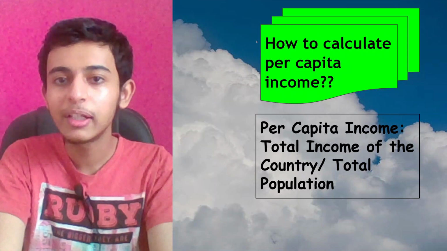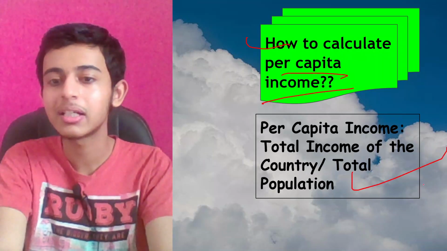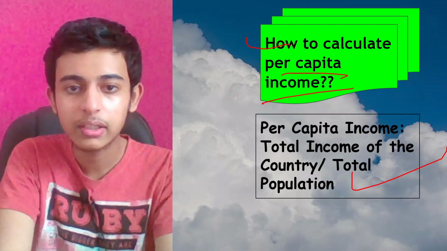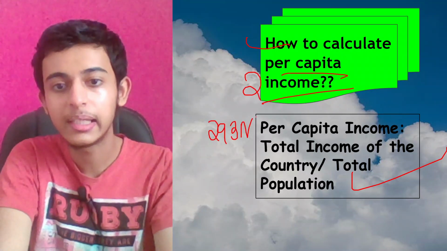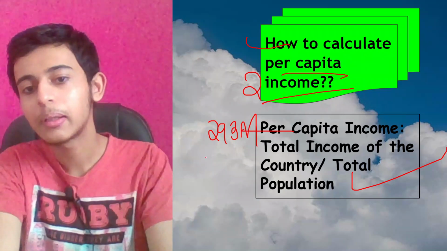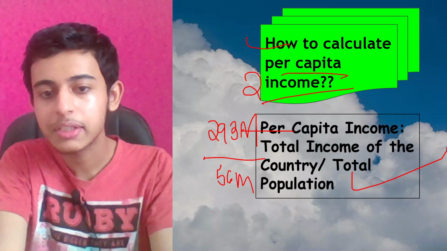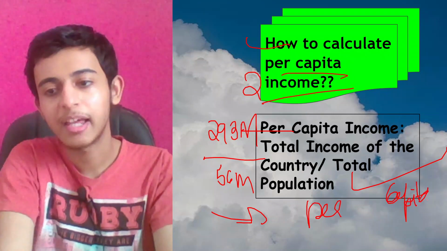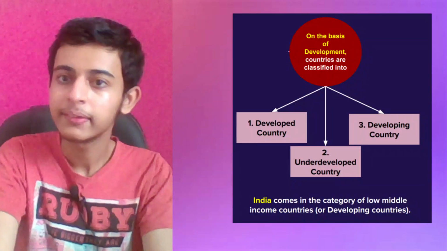The formula for calculating per capita income is: per capita income equals total income of the country divided by the total population. Okay, let's say the total income is for instance 293 million dollars in any country, and total population is let's say 56 million. So you need to divide that to get the per capita income. I've just taken an example. The formula is this.